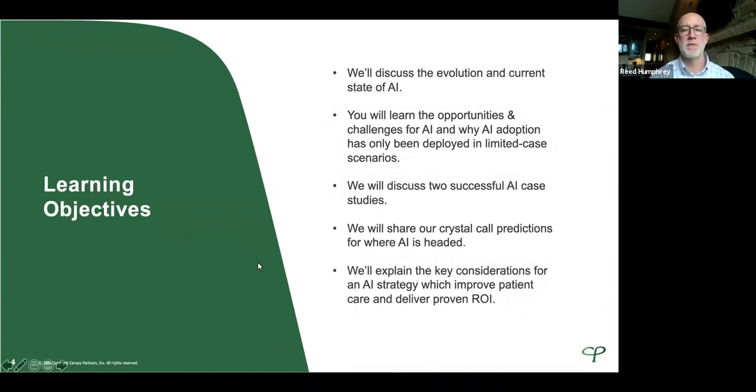In terms of our learning objectives, again, we're going to discuss the evolution and the current state of AI. You'll learn the opportunities and challenges for AI and why it's only been adopted in a few cases so far, but it's on the rise. Again, we'll discuss some case studies, share our crystal ball predictions, and then hit some key considerations.